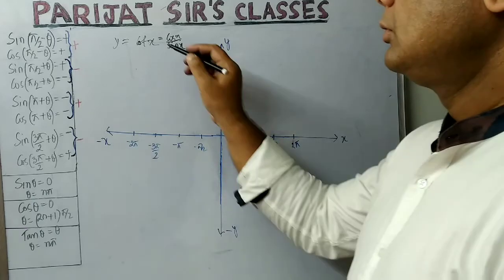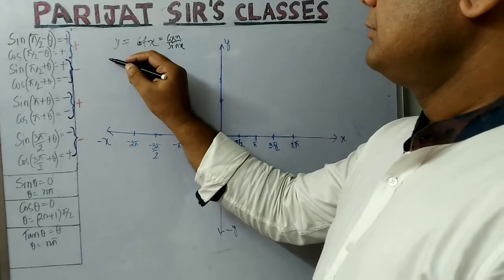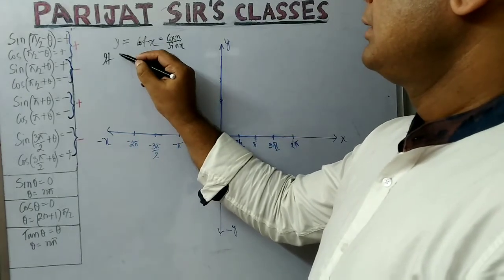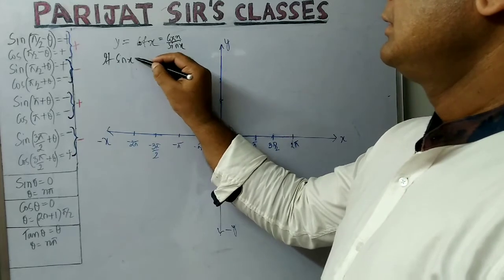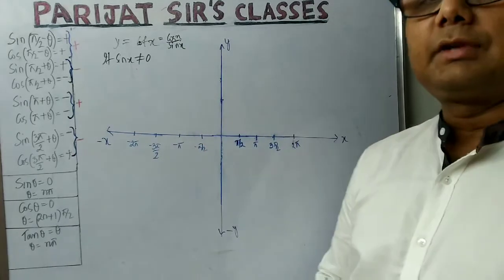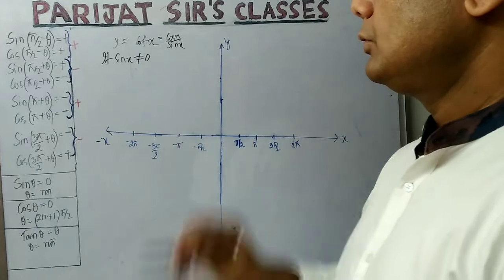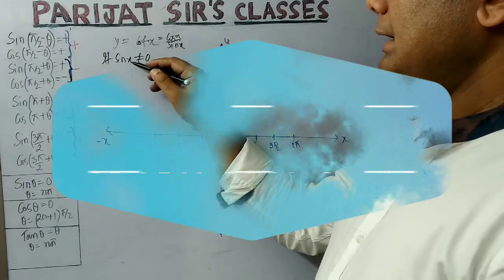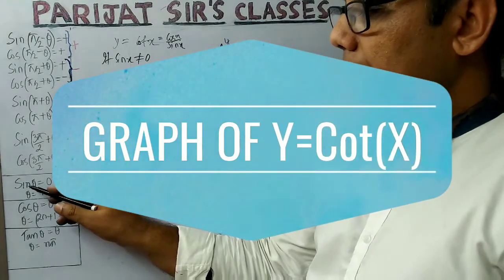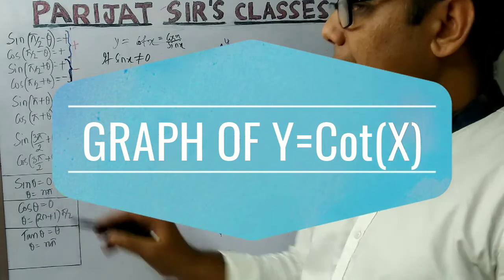As I told you, the validity of the function will be if sin x is not equal to 0. Sin x should not be 0. So when is sin x 0? Sin theta is equal to 0 when theta is n pi.